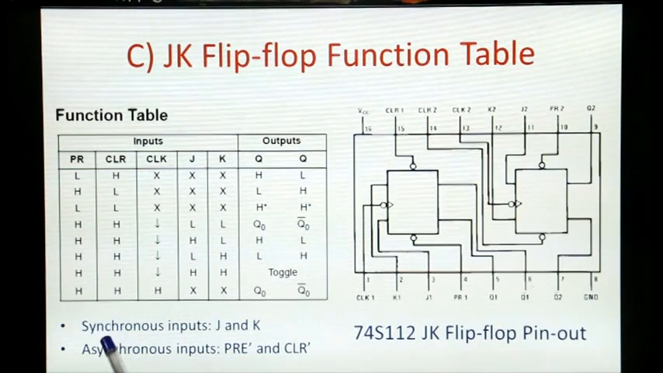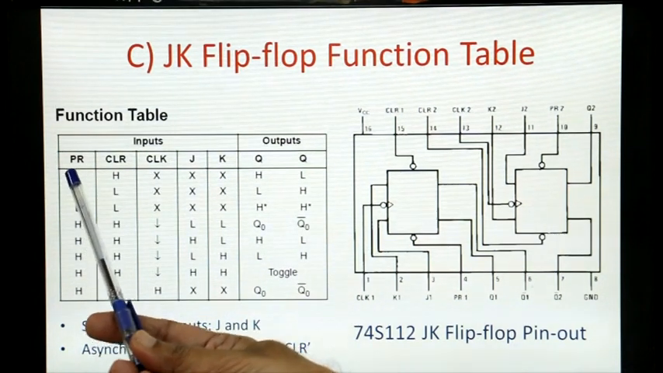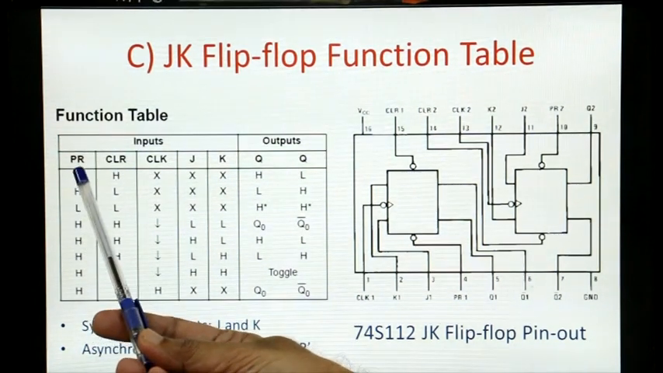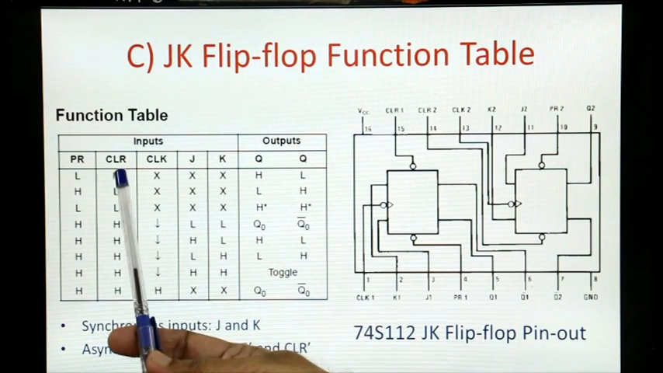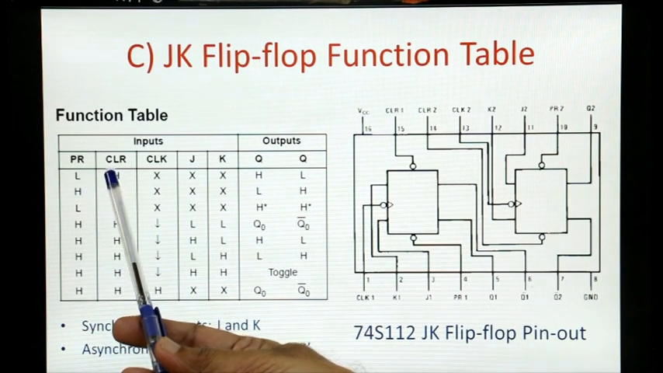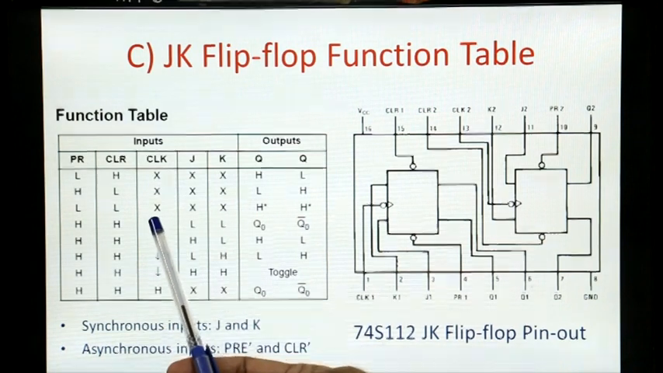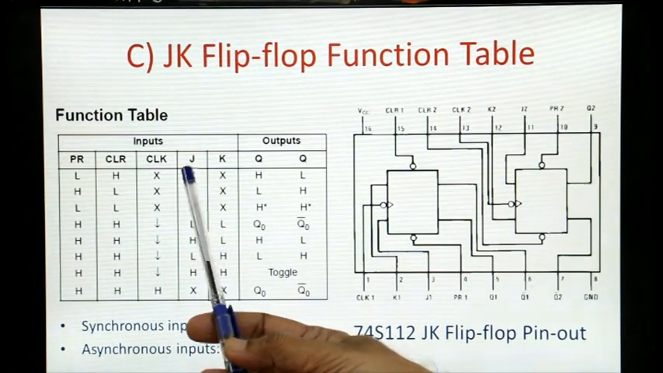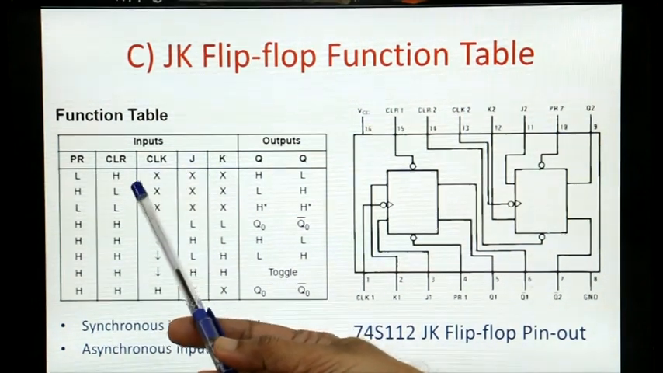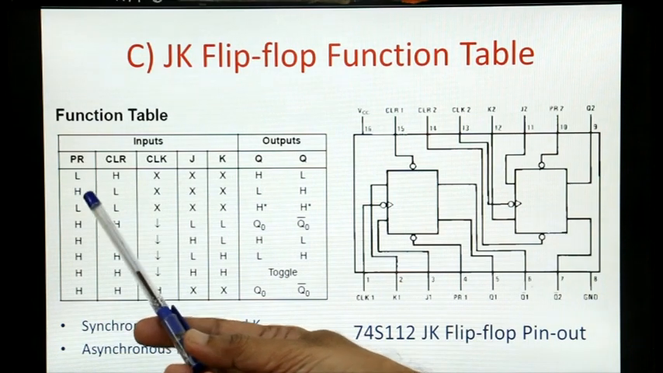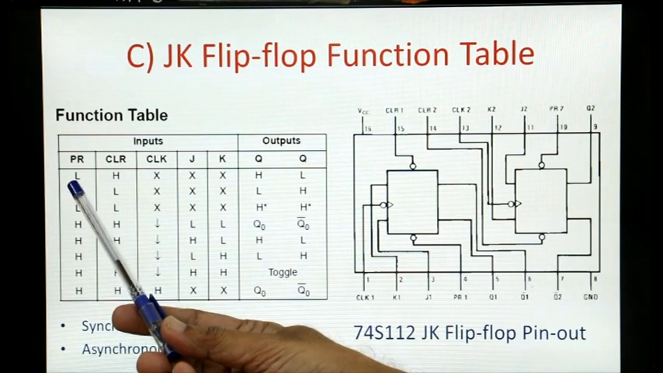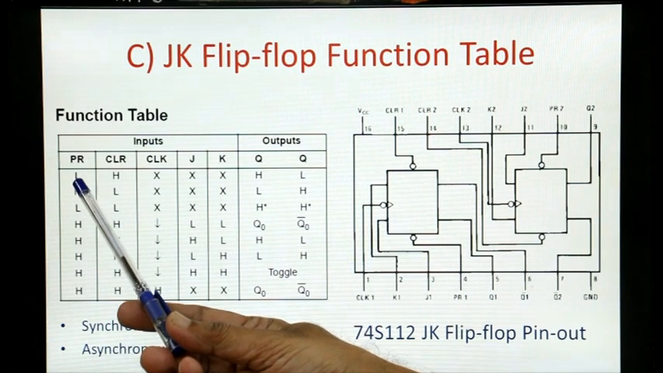You would see that there are inputs called PR and CLR, or preset and clear inputs. These are called asynchronous inputs, and then you have a clock input. Then you have J and K, which are called synchronous inputs. We will verify whether it works properly. So what is the purpose of the asynchronous inputs, preset and clear?